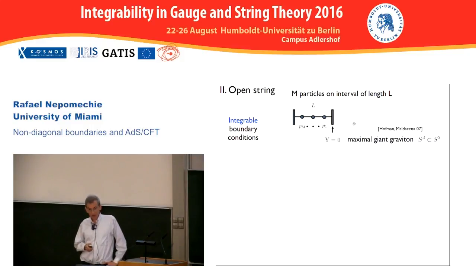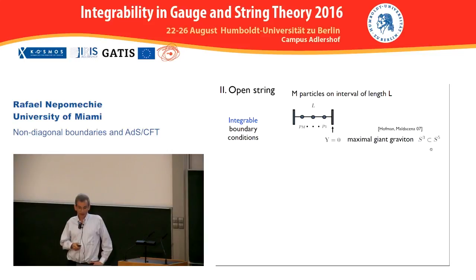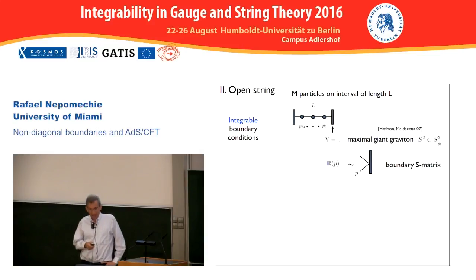So on the right boundary, we're going to put what's called a y equals 0 maximal giant graviton. So this corresponds to choosing a certain S3 D-brane inside the S5. And then a particle which will scatter from this right boundary will pick up a boundary S matrix factor, which we'll denote by this picture. So it comes with momentum p, it reflects with momentum minus p.